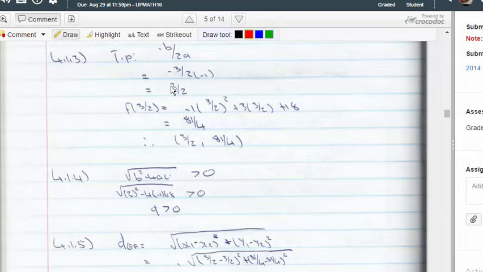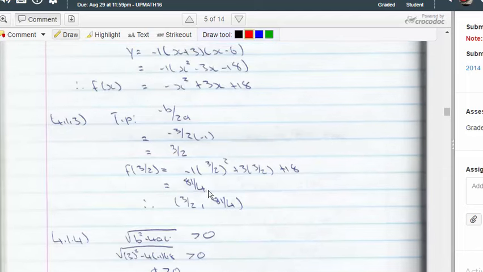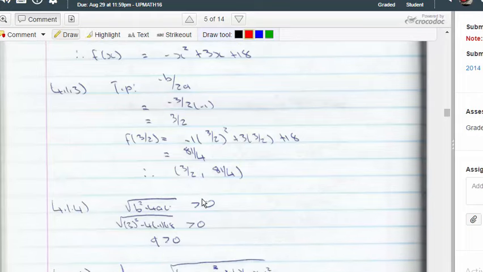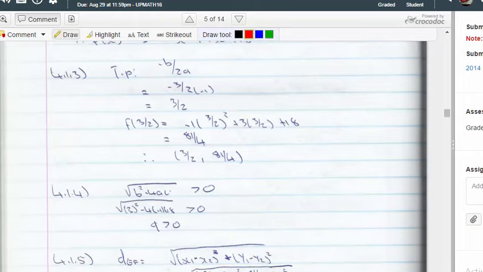That gives you just the x value though. You have to substitute the x value, and that's what he does here. He substitutes the x value into the original function to get the y value. And so there's the coordinates for the turning point.